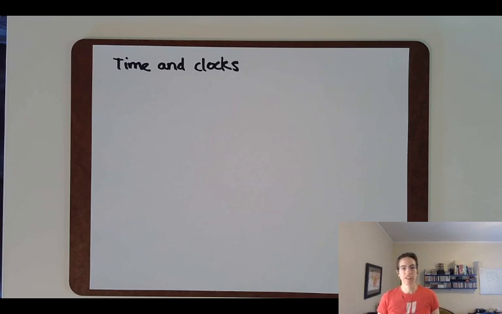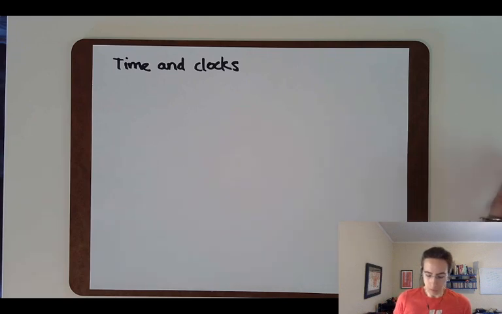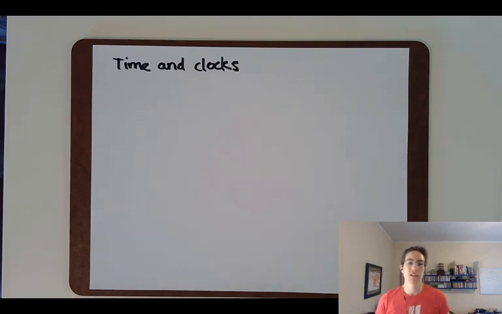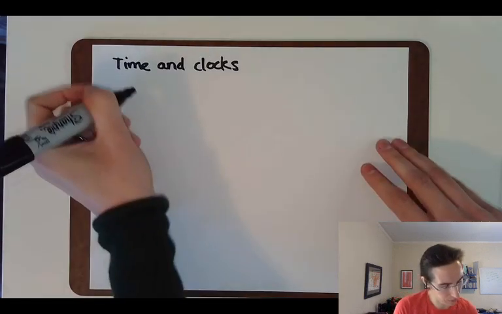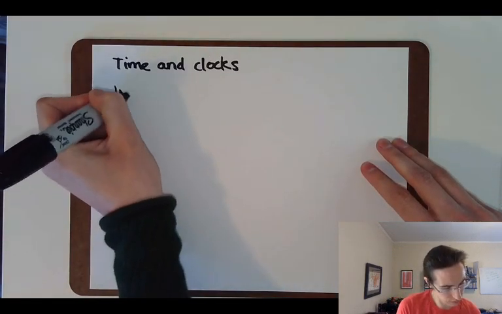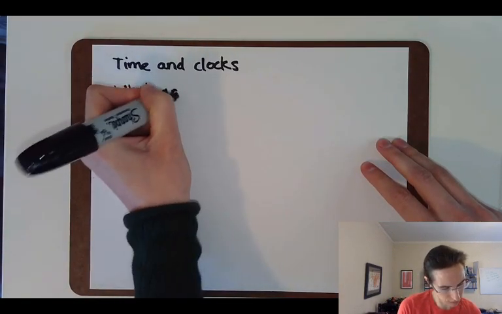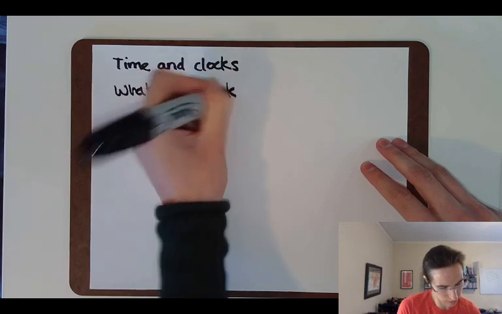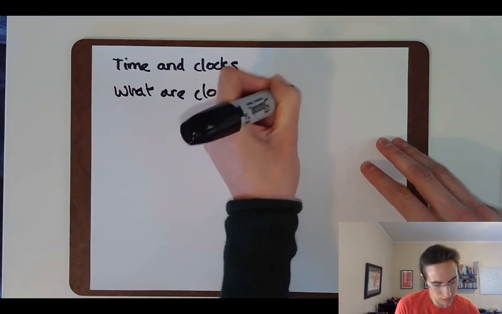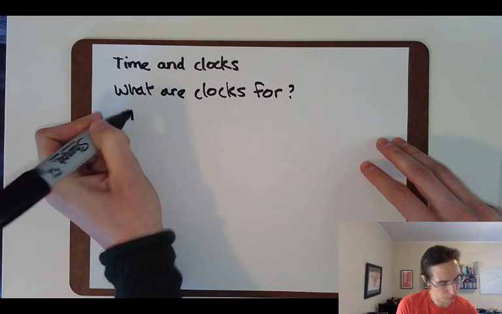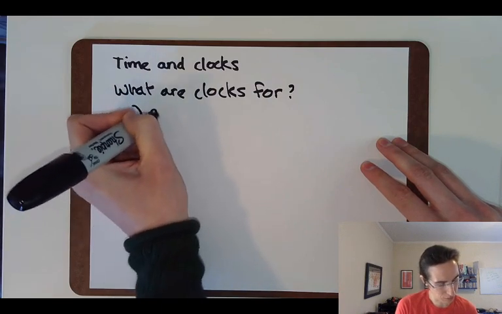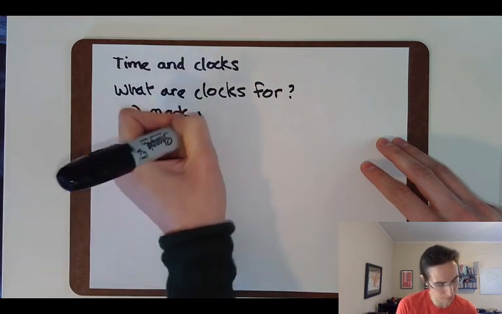To synchronize stuff is a suggestion. So yes, we use clocks to say when something will happen, right? So that we can rendezvous. So one thing that clocks are for is to mark particular points in time.